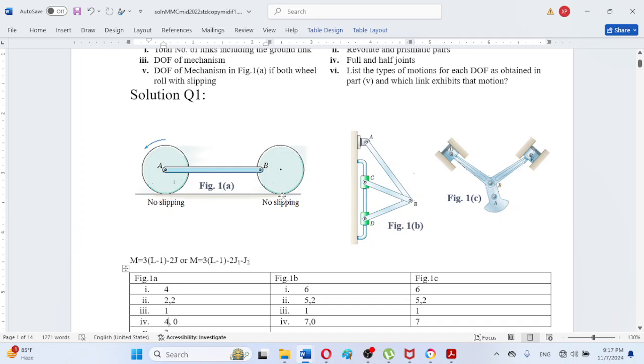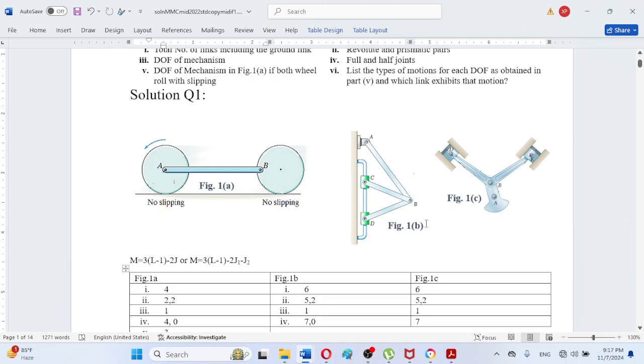So when pure rolling is there, we count them as a full joint or one DOF joint. We do not consider them as a roll-slide joint. As no slipping is mentioned, that means pure rolling. Alternatively we can state it as pure rolling. So in pure rolling the half joint is counted as a full joint. So here are four full joints and there is no half joint.